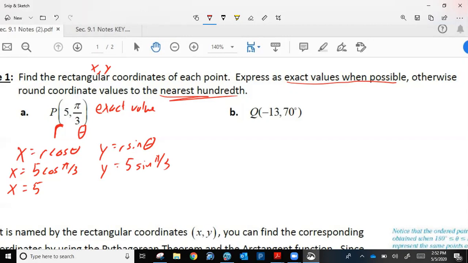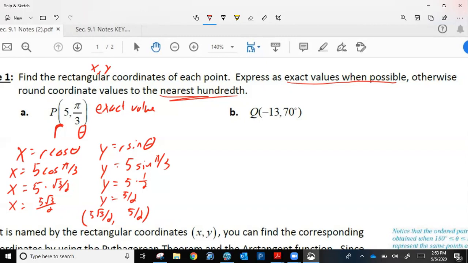And we know that cosine of pi over 3 is radical 3 over 2, while the sine of pi over 3 is 1/2. That gives us x being 5 radical 3 over 2, y is 5/2. So we can write that as an ordered pair, 5 radical 3 over 2, comma 5/2. That's our x and y.